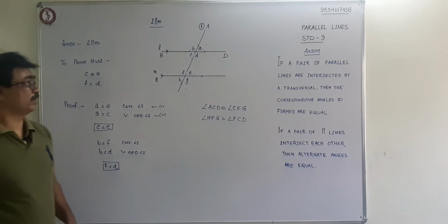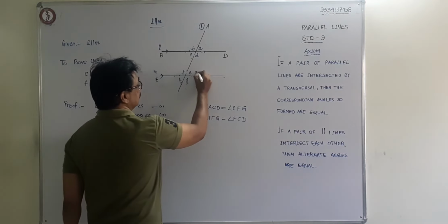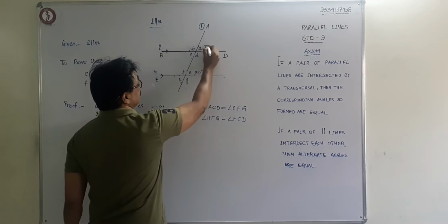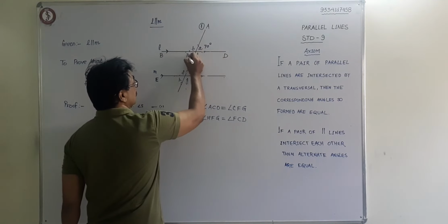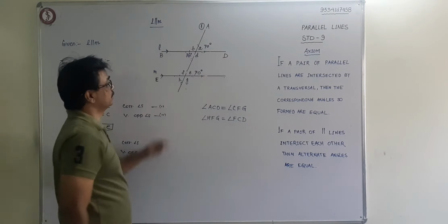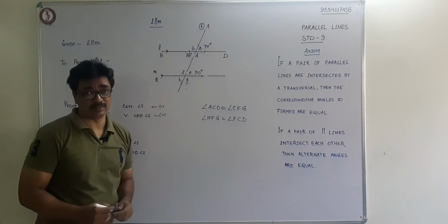So what did we get? If this is 70, the corresponding angle will be 70 and then this will be 70. Directly also we can write C and E are equal, each is 70.